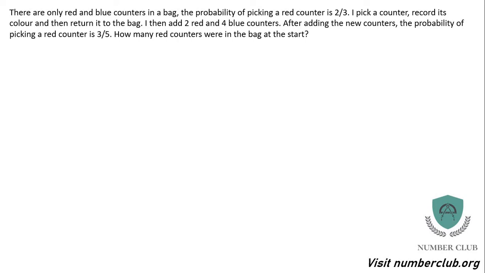I then add 2 red and then 4 blue counters. Hold on, now all of a sudden this is getting a little bit more difficult. After adding the new counters, the probability of picking a red counter is 3/5. How many red counters were in the bag at the start?